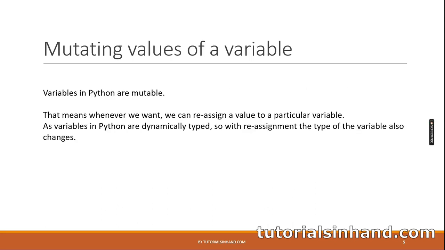Okay, let's proceed. Mutating values of a variable. Variables in Python are mutable. That means whenever we want, we can reassign a value to a particular variable. As variables in Python are dynamically typed, with reassignment the type of the variable also changes. This I have already said in the first slide of this video, that Python is a dynamically typed programming language, and depending on the value you assign to a variable, the type of that variable changes. Okay, this is a very important question and it is often asked in Python interviews. Always remember that, and the reason is Python is a dynamically typed programming language.